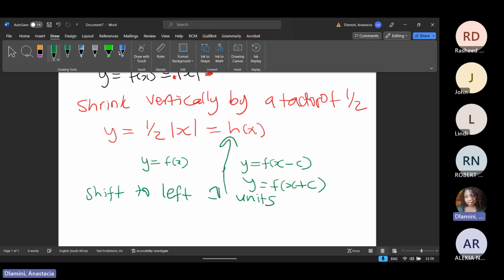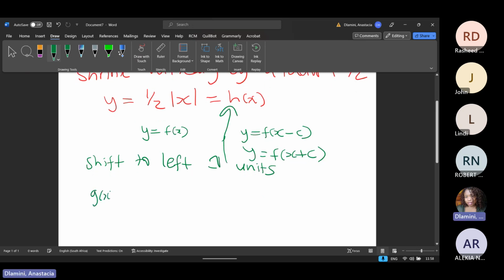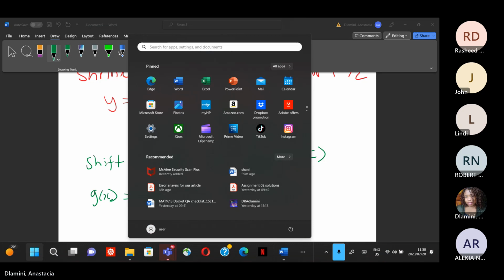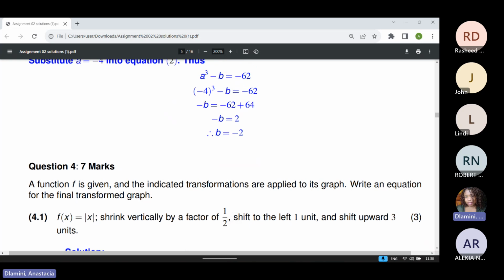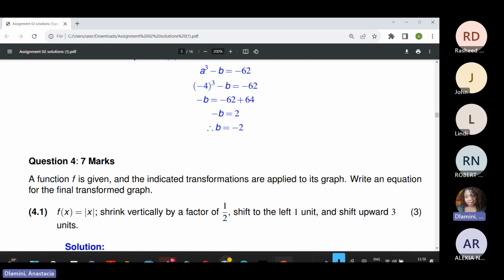So it means we take this graph h of x. Let's call the new graph g of x. This h of x will add plus 1 because we're shifting the graph 1 unit to the left. So this becomes 1 over 2 x plus 1. What's another transformation? They say shift upwards 3 units, so we're shifting it vertically upwards by 3 units.